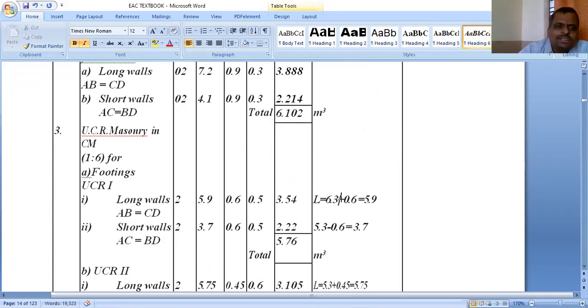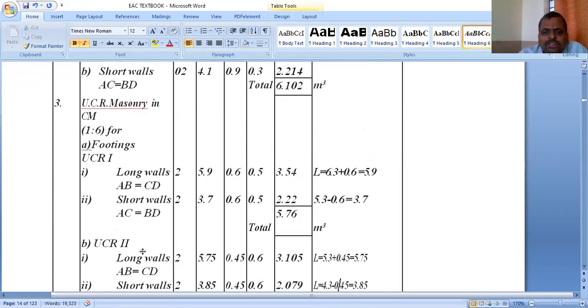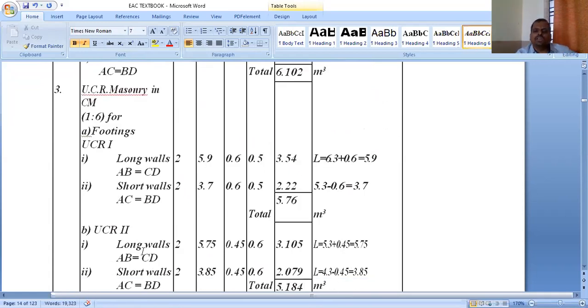So while calculating the UCR, suppose this is the UCR step 1 and UCR step 2. Again, we have to follow the same procedure. Here only the length of the long wall and the length of the short wall go on changing. First of all, we will see UCR step 1. Now the length of the long wall will be the center to center distance plus one width of the item. How much is it? 6.3 plus 0.6.